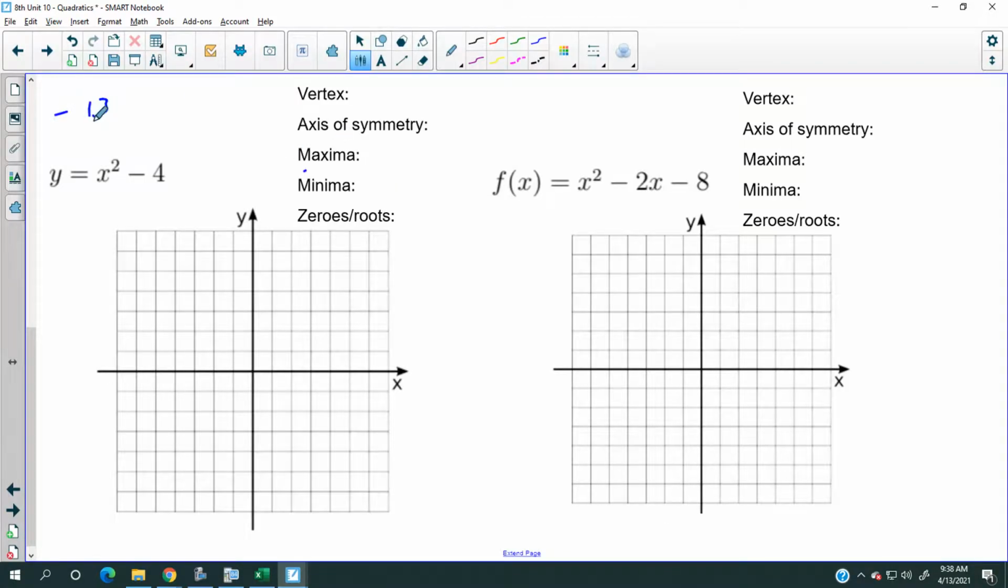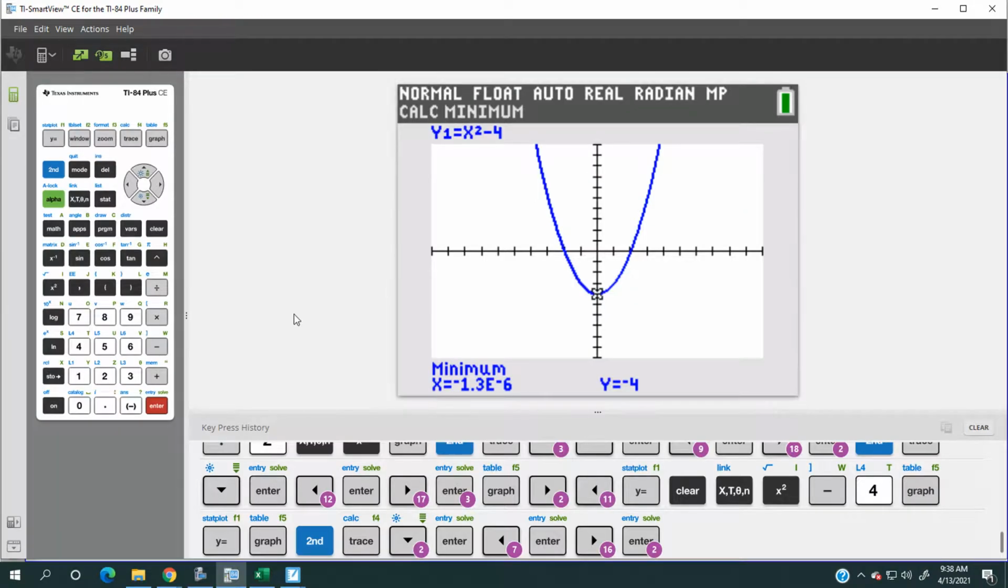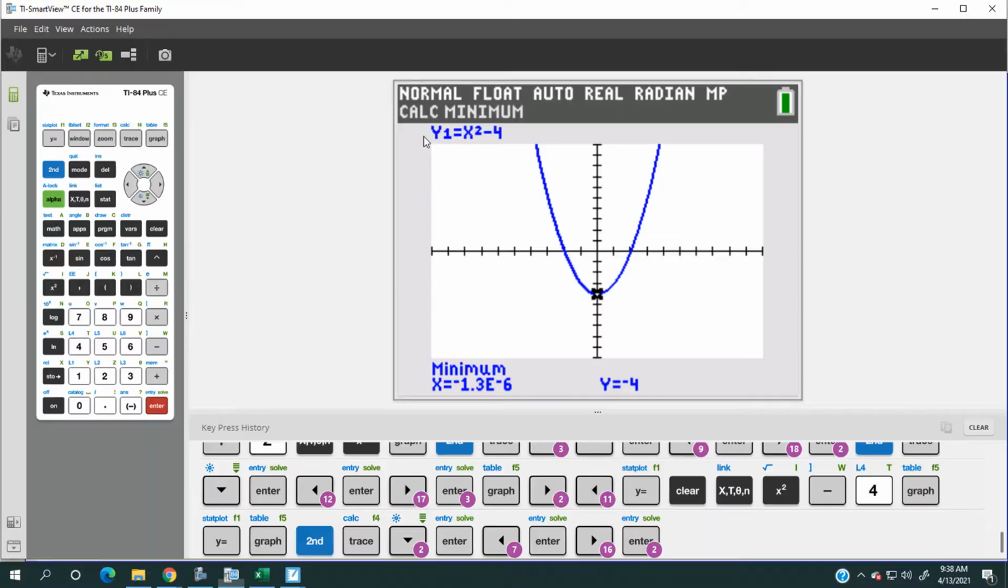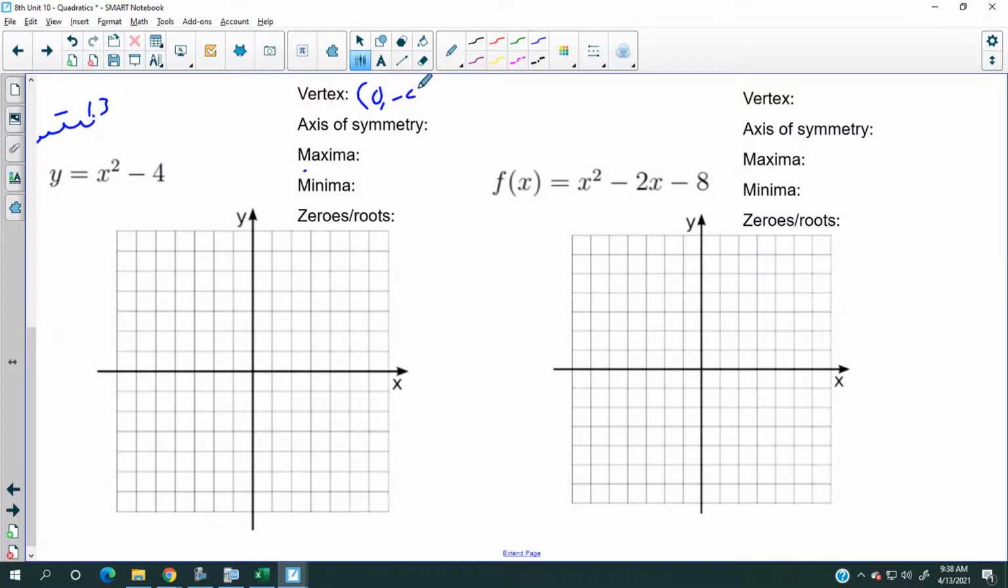The -6 is 1, 2, 3, 4, 5, 6, so it's basically 0, all right? And then say negative 0, which doesn't exist. So that's basically 0. So for vertex, we're looking at 0, comma, negative 4, all right?